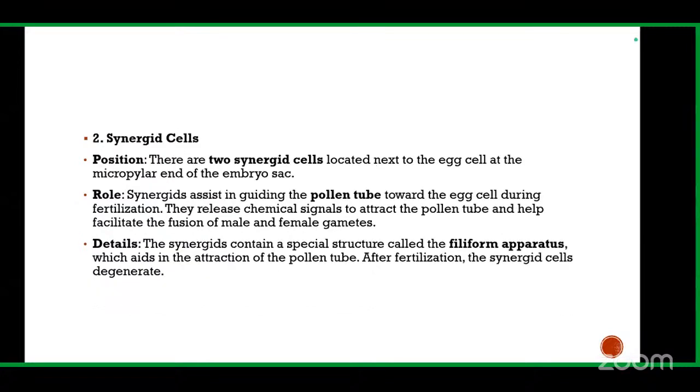Next is the synergid cell. Its position is adjacent to the egg cell at the micropylar end of the embryo sac. Its role is that the synergids assist in guiding the pollen tube towards the egg cell during fertilization. Means they release chemical signals to attract the pollen tube and help facilitate the fusion of male and female gametes. The synergids contain a special structure called the filiform apparatus. Why? Because it aids in the attraction of the pollen tube. After fertilization, the synergid cells will degenerate.